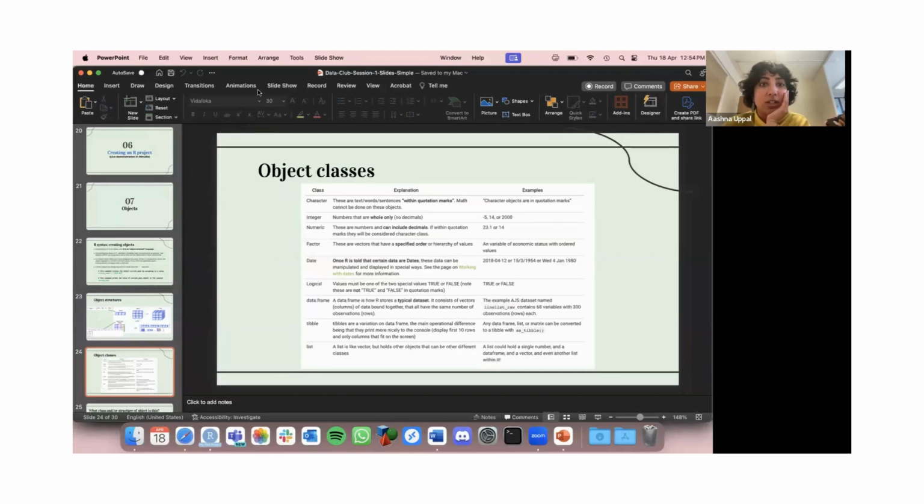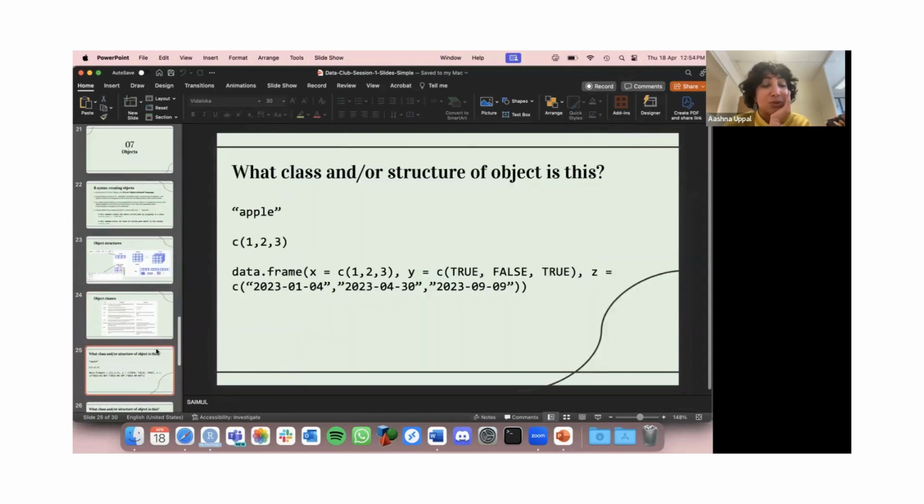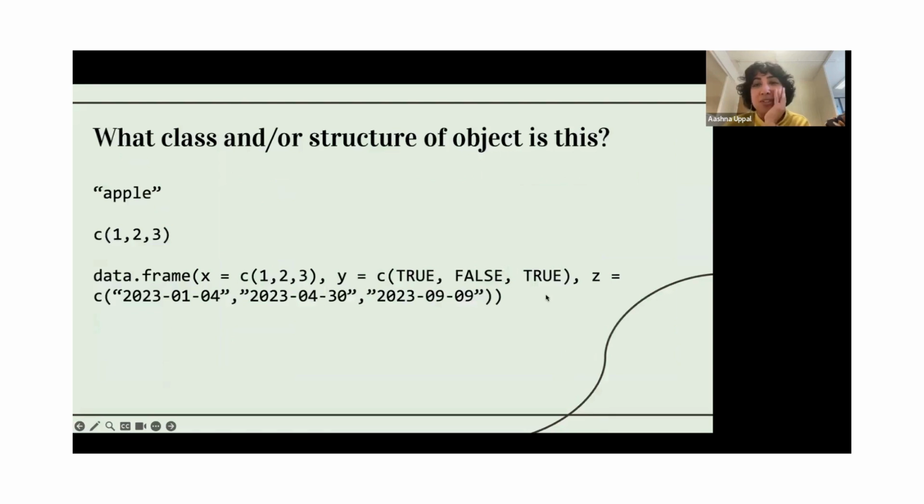So over here, we can use the last few minutes maybe for this question. Feel free to, for those of you who saw the answer, that's okay, that was my mistake. Feel free to post in the chat what class and or structure you think these three are. So class meaning number, character, date, factor, structure meaning vector, data frame, that sort of thing. So you can either unmute yourself if you'd like, or post in the chat, whatever you're comfortable with. But I'll give a couple minutes for people to do that.